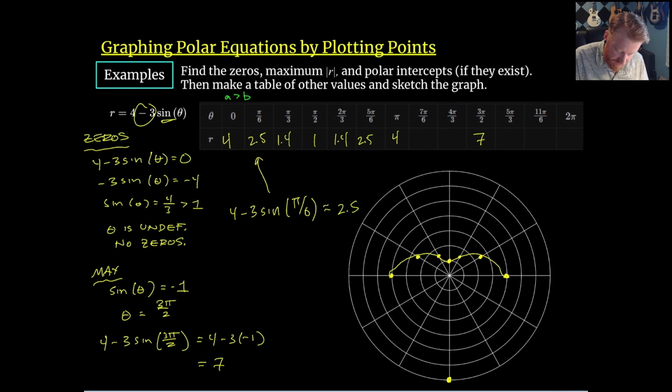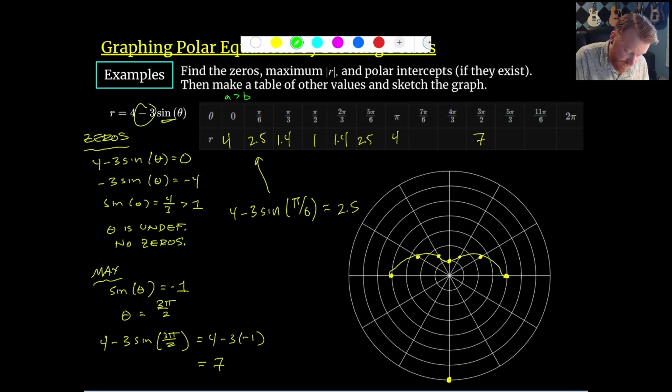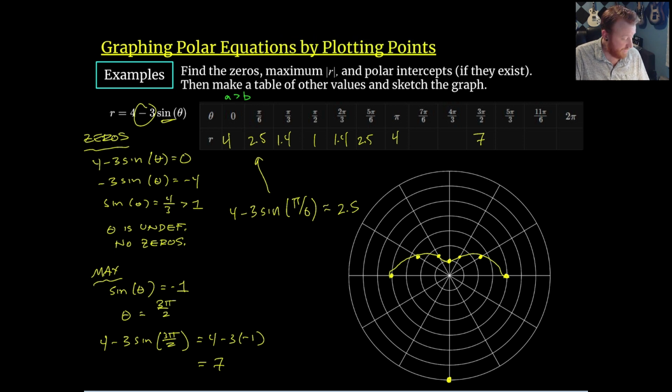So to get the rest of the values in here, maybe I'll just do these in a different color just to show the separation. 7 pi over 6, we're going to be at 5.5. Again, we're just plugging these values into a calculator and plugging them in to our formula over here. At 4 pi over 3, we would get 6.6. At 3 pi over 2, we know we get 7. We already did that one. And then we're going to see some symmetry on the other side. So 6.6, 5.5, and then at 2 pi, we're going to be back at 4. And hopefully that makes sense because 2 pi and 0 are the same.